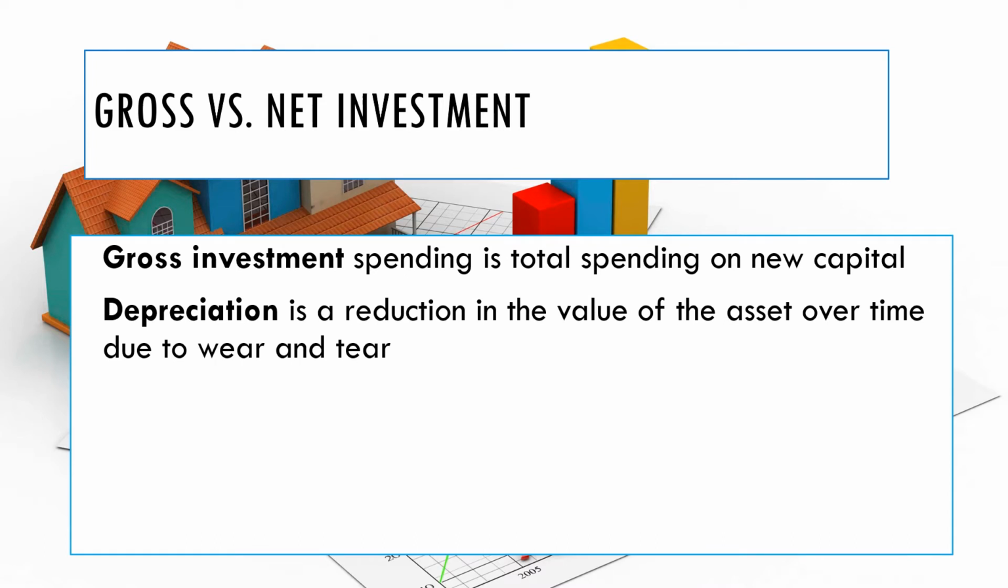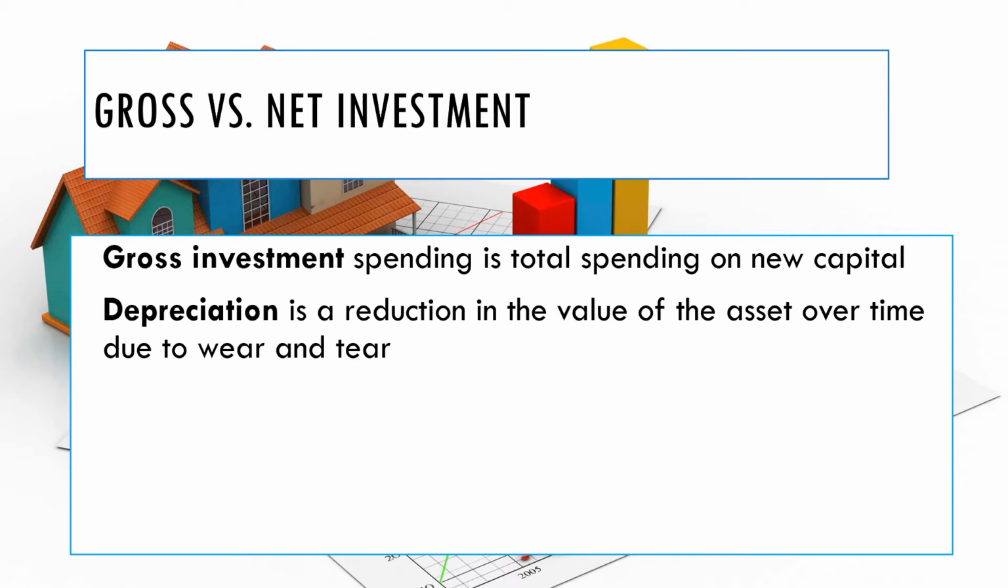So if an asset or a machine depreciates, its value goes down over time due to wear and tear. For example, if you buy a new car, it'd be worth £10,000. 2 years later, due to wear and tear, it may be only worth £6,000. So that is depreciation. The value of the asset's gone down.